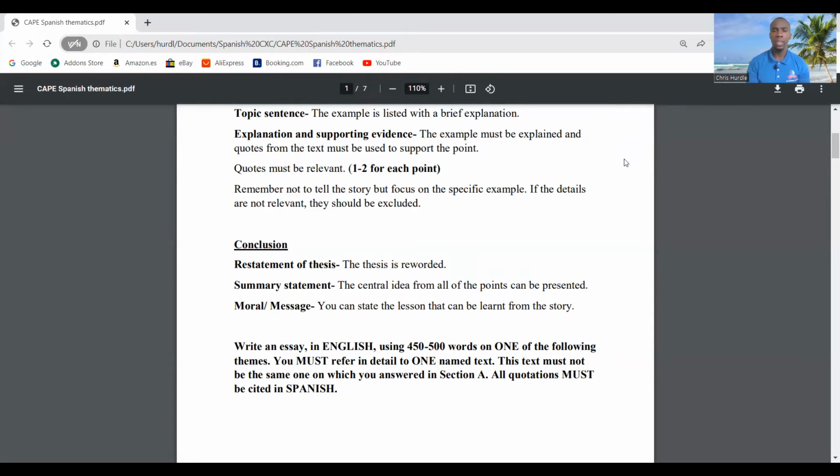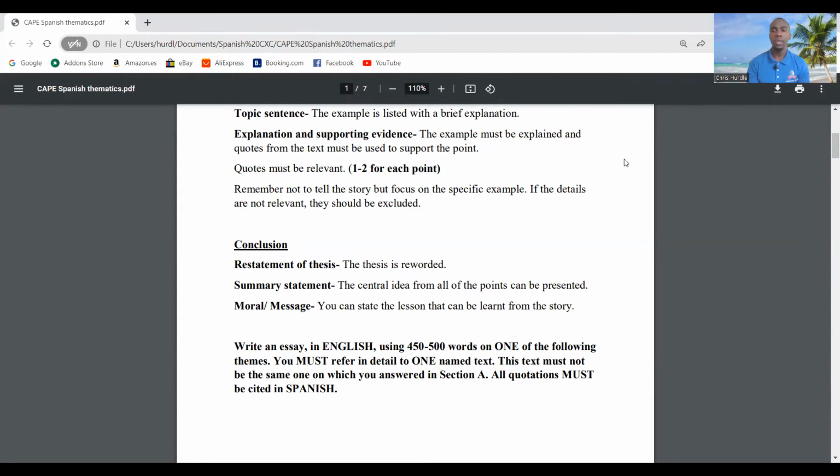And then of course we can end with our central idea, right? And you can end with a moral or a message. So you can state a lesson that can be learned from the story. All right, so this concludes the structure.